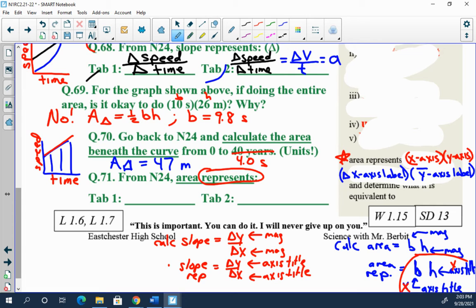So if we're going to look here, go back to question 71. Table 1, that's the straight, and table 2 is the curve. Table 1 is going to be, just as we saw, area, base times height. What is the base? The base is the time. So we have the technical version, the change in the time, I'm going to write it in words, times the height, which is the speed, and technically it's the average speed.